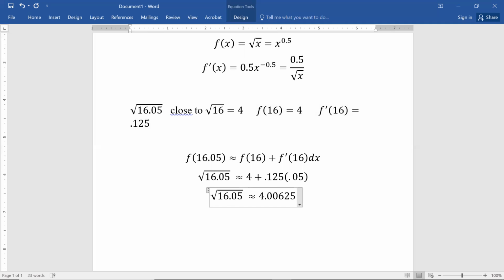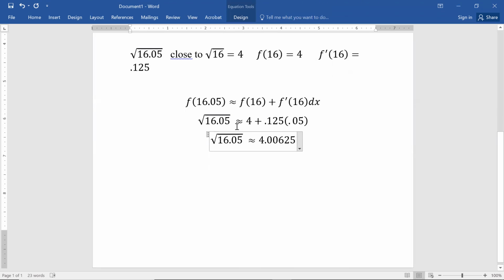And again, you can type this into your calculator to confirm that you get something very, very close to that. And in fact, you do. 4.00625 is exactly what your calculator will give out if you round to 5 decimal places. If you rounded to more, obviously you can go out to more. So that's what is happening.